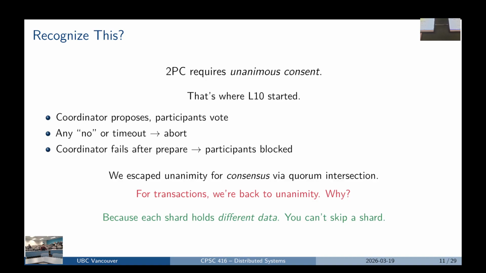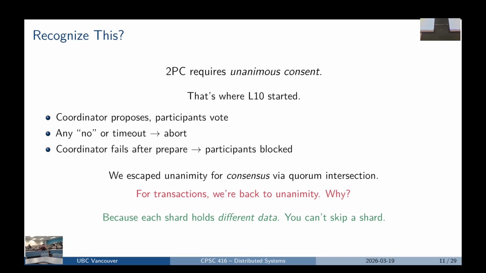The coordinator proposes, the participant votes. Now I'm using terminology that we introduced in Paxos, proposes. But that's in fact exactly what we're going to end up seeing, is that these are not radically different, but they're somewhat different. So a timeout means an abort.